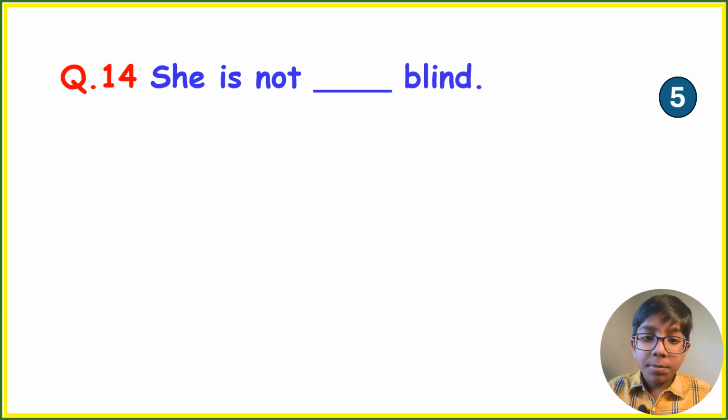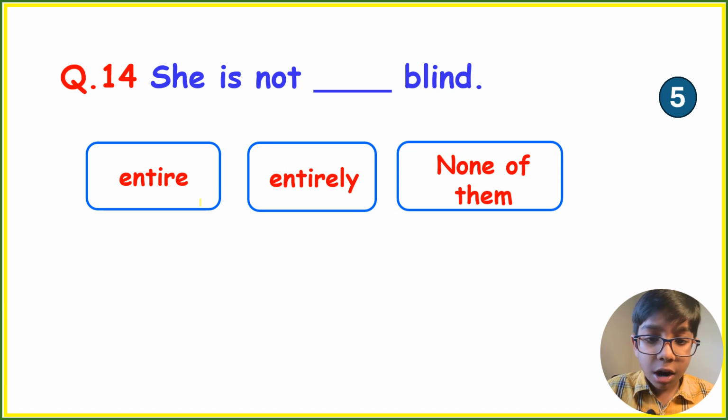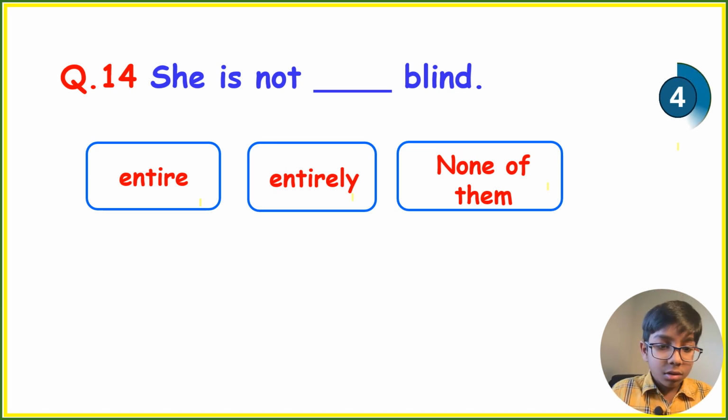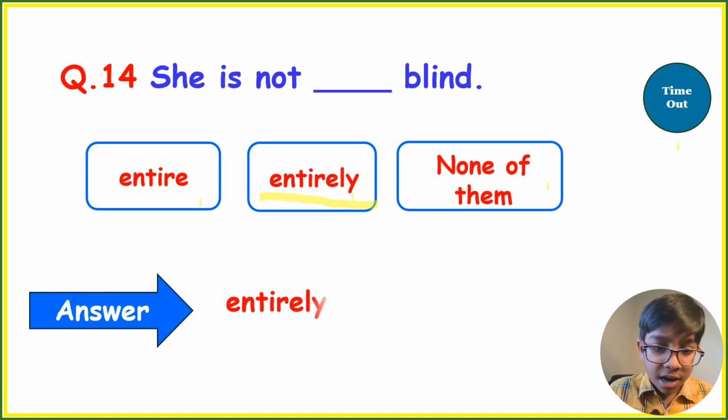Your next question is: she is not dash blind. Entire, entirely, none of them. Your time starts now. And your correct answer is entirely. Here, entirely is the adverb that's describing our verb blind.